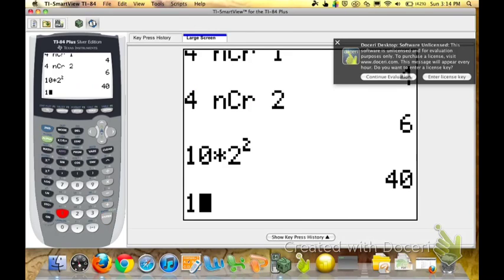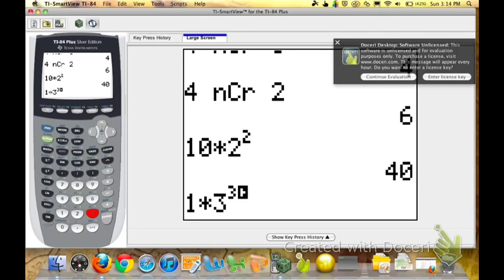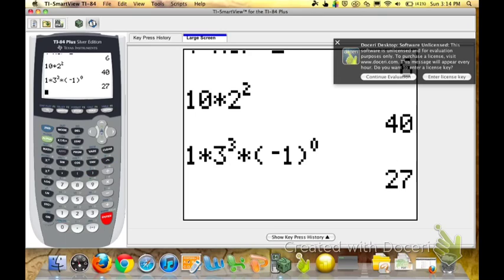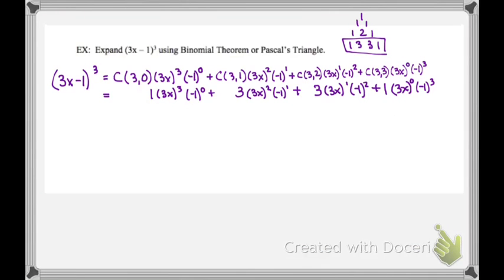So I'm going to do the 1 times 3 cubed. And my exponents might look a little different than yours just because of my calculator. But I use the caret to get the exponent, times. And then when I put that negative 1, I need to put it in parentheses. And it's to the 0 power. Which we know is going to just make it kind of go to 1, but that'll help us simplify it. So then the number that I need to use here is just 27. So that will take the place of the first term's coefficient.